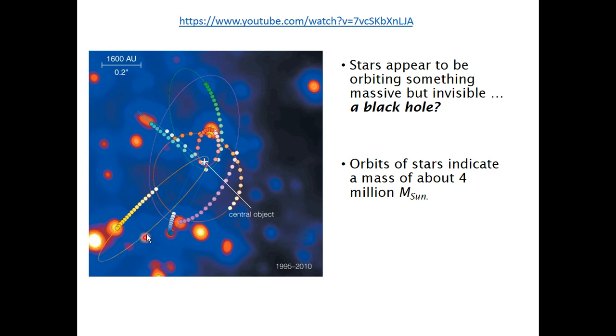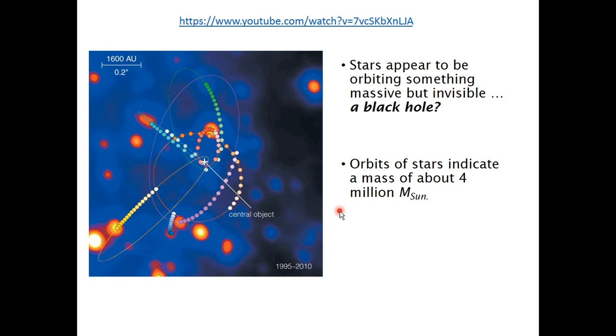And when we go back and do the calculations for what's going on here, we end up with the object here at the center being about 4 million solar masses. And we can't see it. There's no light coming from it. Something that big and that non-radiating is probably a black hole.